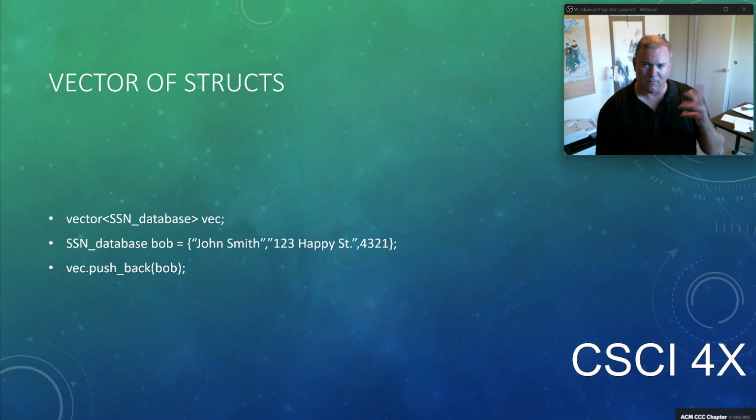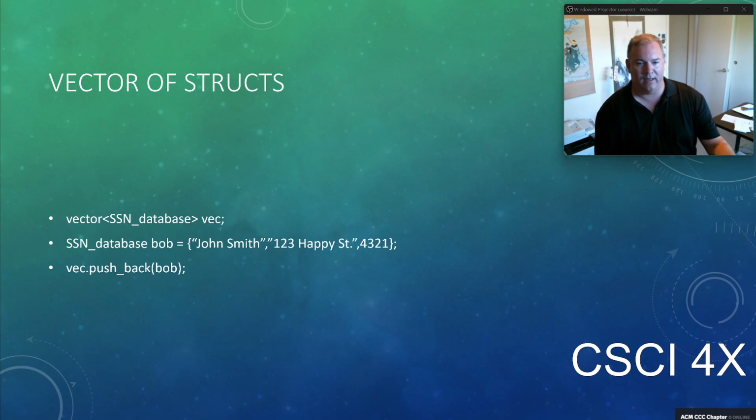You might also hear me use the term struct and class interchangeably. That's because in computer science and in C++, there's one very slight difference that you'll learn about in CSci 41 between classes and structs. Classes are private by default. Structs are public by default. Other than that, they're all the same. Same thing, same concept.